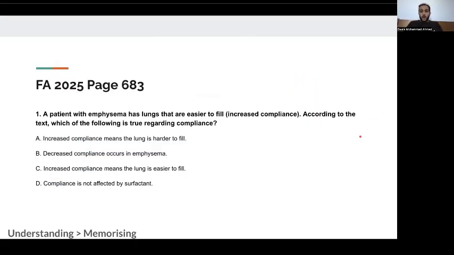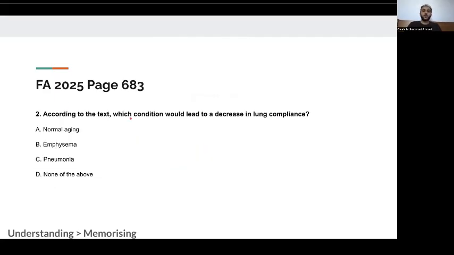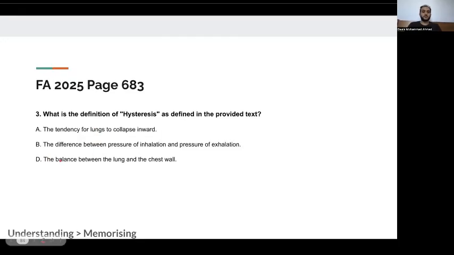Okay. Now I have questions over here. A patient with emphysema has lungs that are easier to fill, increased compliance. Which of the following is likely true regarding compliance? Increased compliance is harder to fill? No. Decreased compliance occurs? No. Increased compliance, the lungs are easier to fill. So that's going to be the correct answer. According to your text, which condition will lead to a decrease in lung compliance? Normal aging, no. Emphysema, no. Pneumonia is going to be the correct answer here.